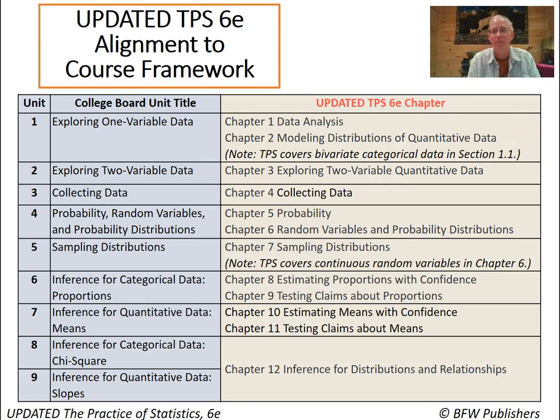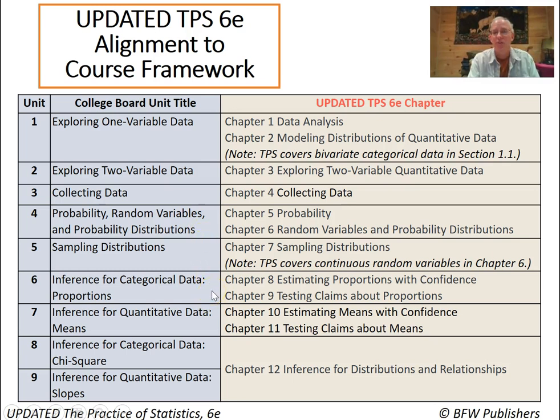in Section 1.1. Unit 3 on Collecting Data matches beautifully with Chapter 4 on Collecting Data in updated TPS 6. Unit 4, a very long unit on probability, random variables, and probability distributions, matches up with Chapters 5 and 6 in updated TPS 6. Unit 5 on Sampling Distributions aligns with Chapter 7 of the same title in updated TPS 6. Please note that we cover continuous random variables in Chapter 6 with other random variables, as that makes better sense from the unit titles here.